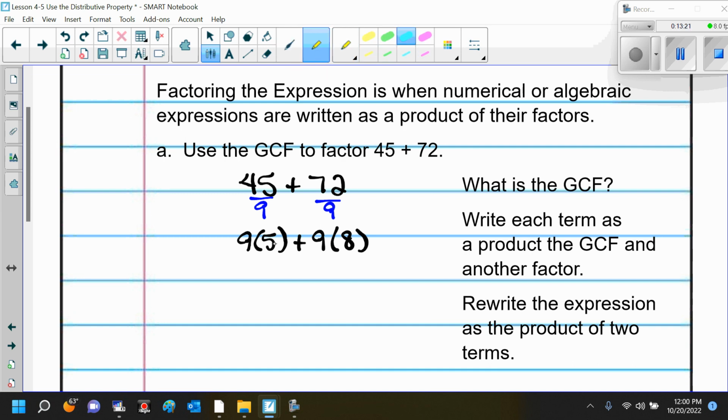Now, that 9 is the greatest common factor. We are going to put that on the outside of the parentheses. That goes outside of the parentheses.